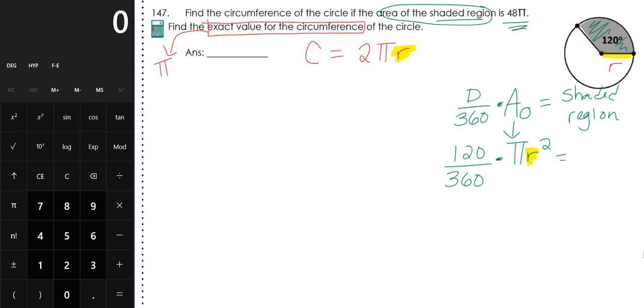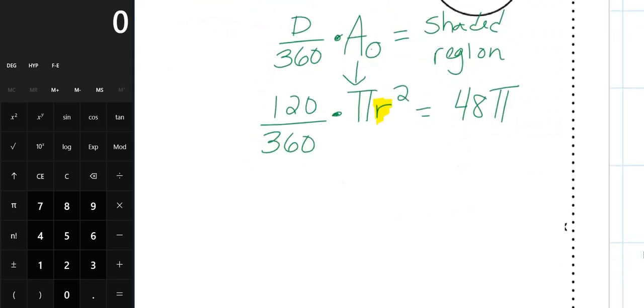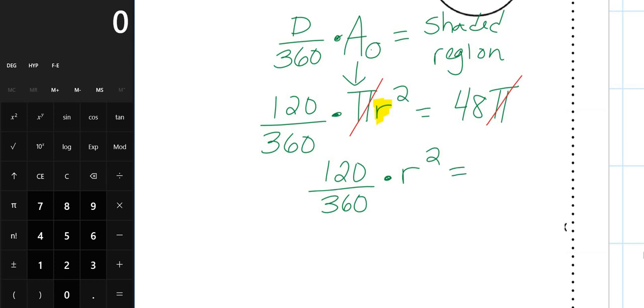Equals. Now the shaded region, well, that's the 48 pi. That's what we have. So I'm going to plug in 48 pi. Now notice the only variable is r that we've highlighted. So we can go ahead and use our algebra, solve for the radius, and then our last step would be to plug in to get the circumference. Let's go ahead and try to do that. I'm going to focus in on this. Okay, first step. If I have pi's being multiplied on both sides, I can cancel out the pi's, which makes it into 120 over 360 times r squared equals 48.